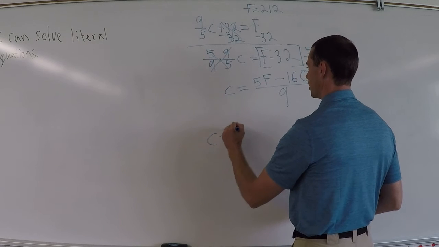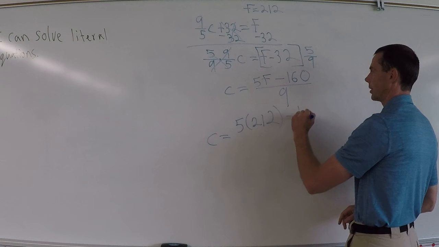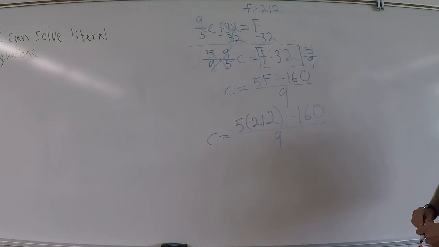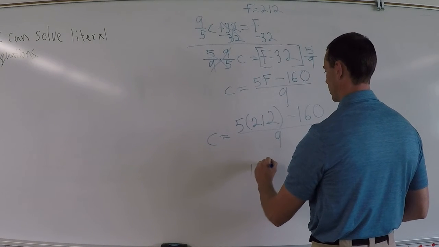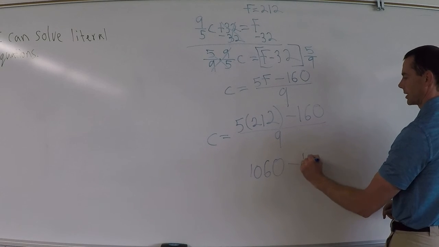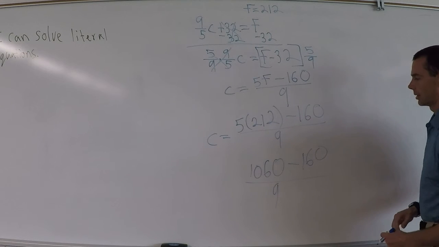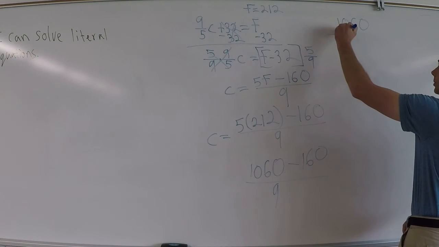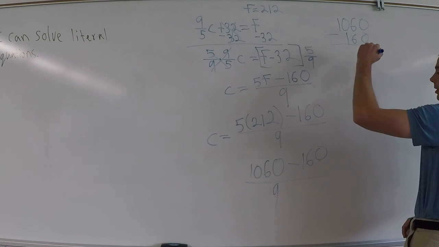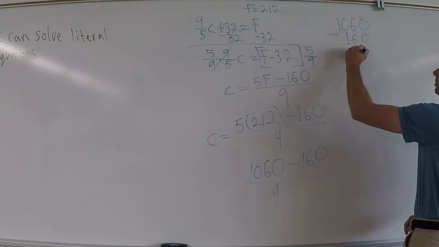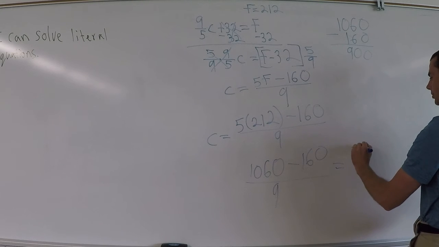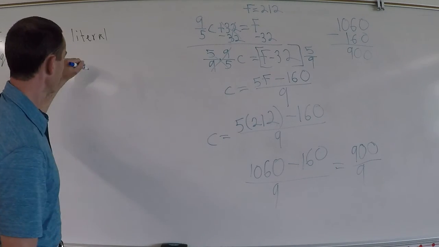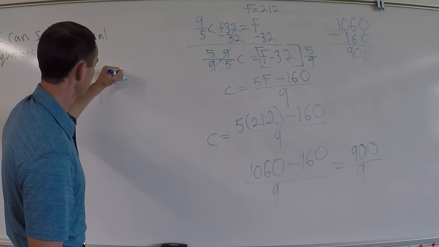So that means that C equals 5 times 212 minus 160, all divided by 9. Okay, so 5 times 212 is 1,060, minus 160, divided by 9. And then 1,060 minus 160, I don't know off the top of my head. I'm going to go ahead and do the old way of subtracting. Probably like 900. So 0, 6 minus 6 is 0, 10 minus 1 is 9. So 900. So this equals 900 over 9, and 900 divided by 9 equals 100.